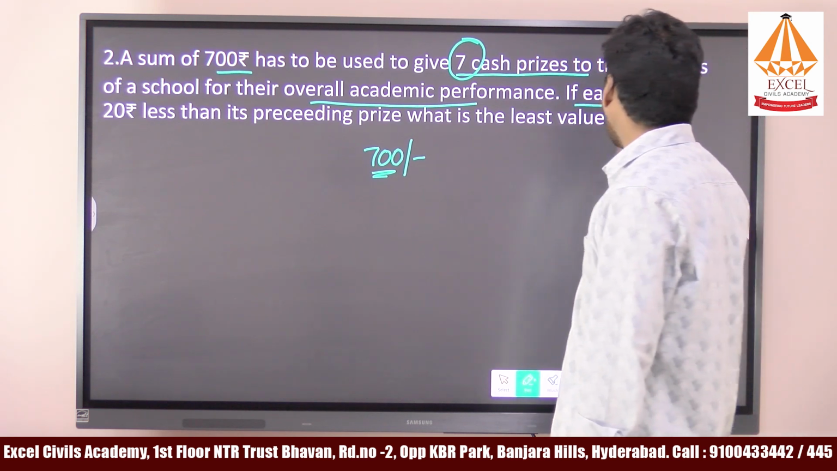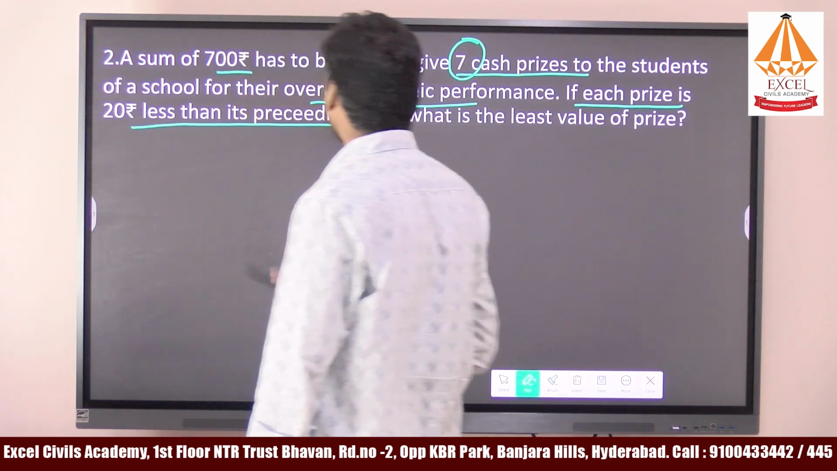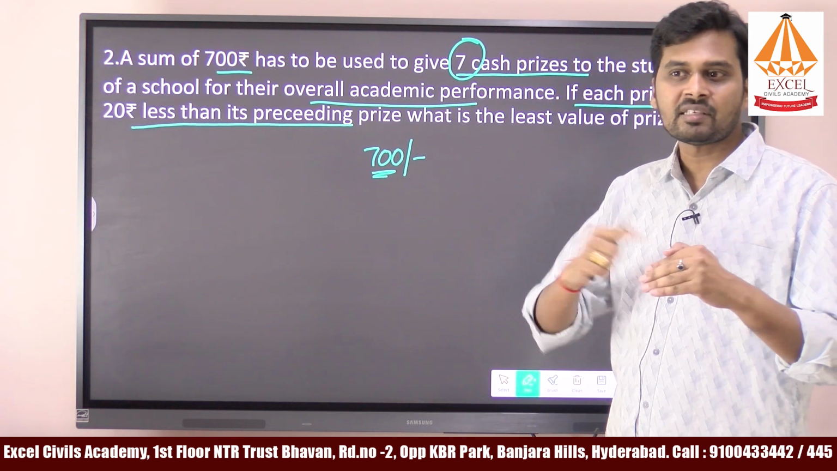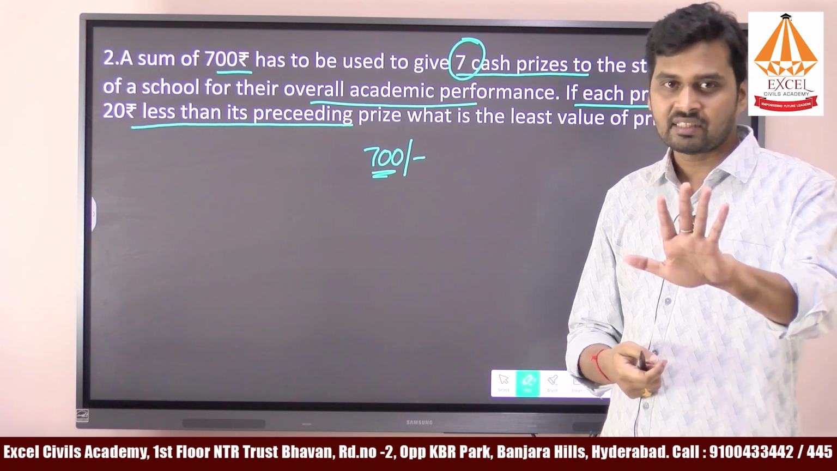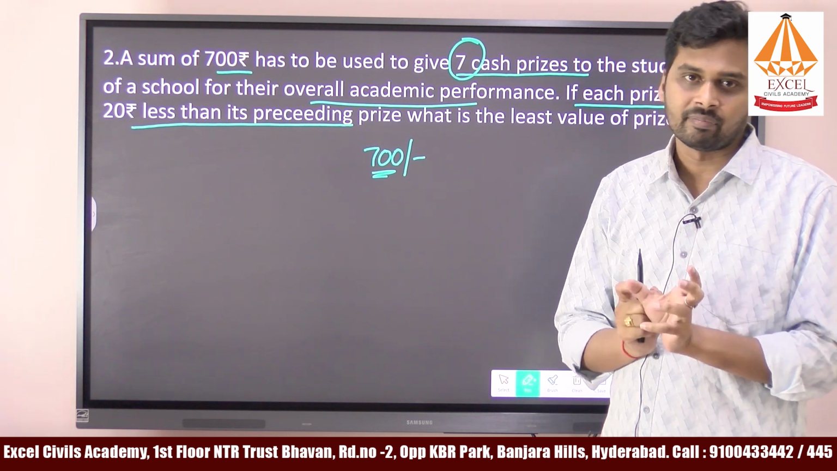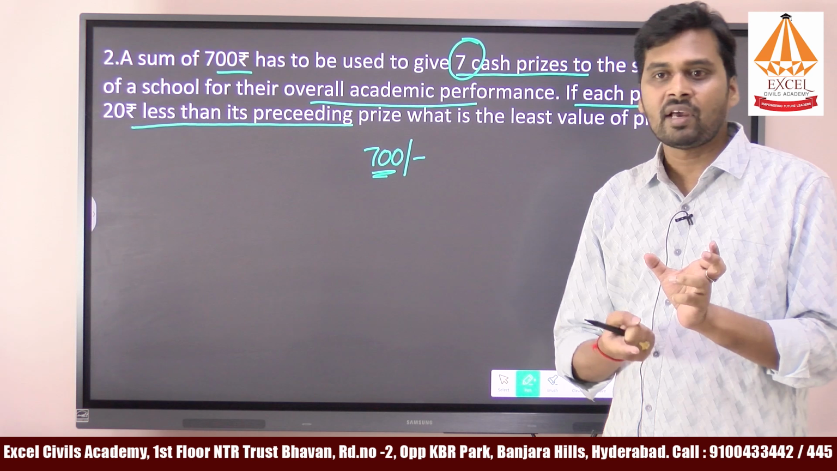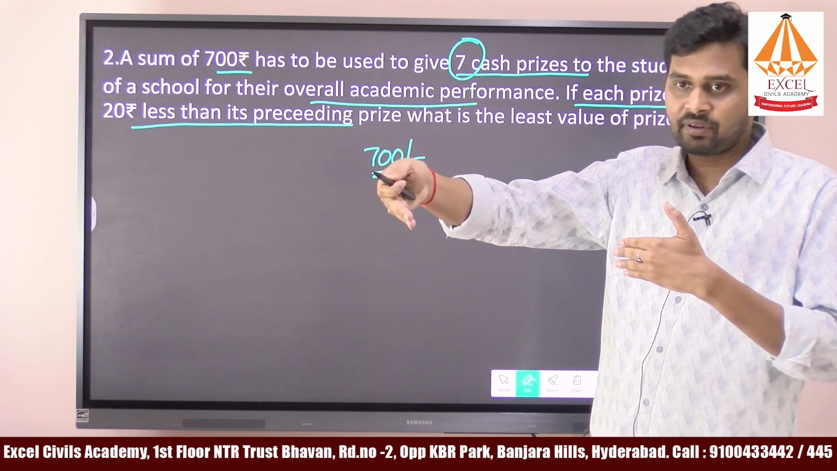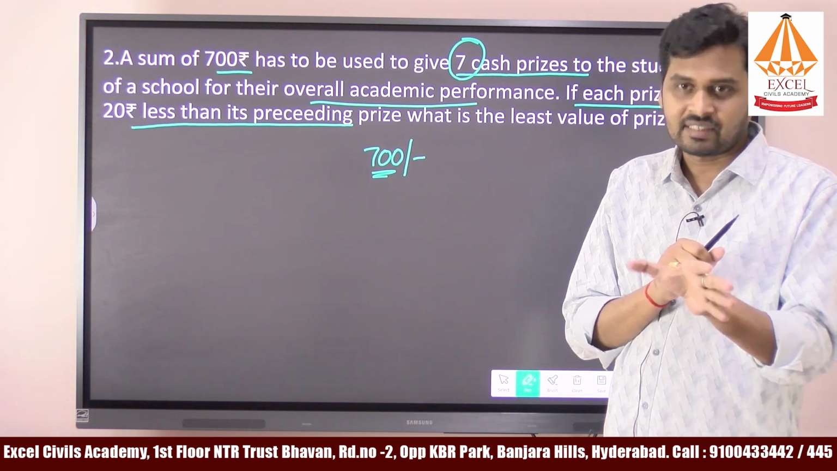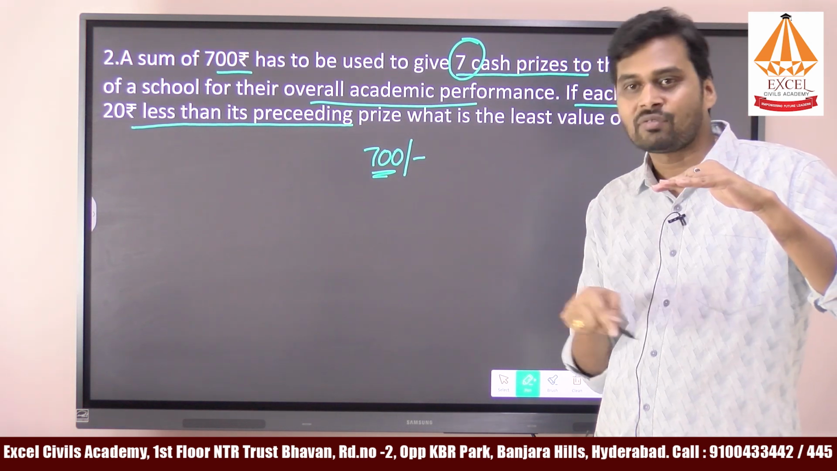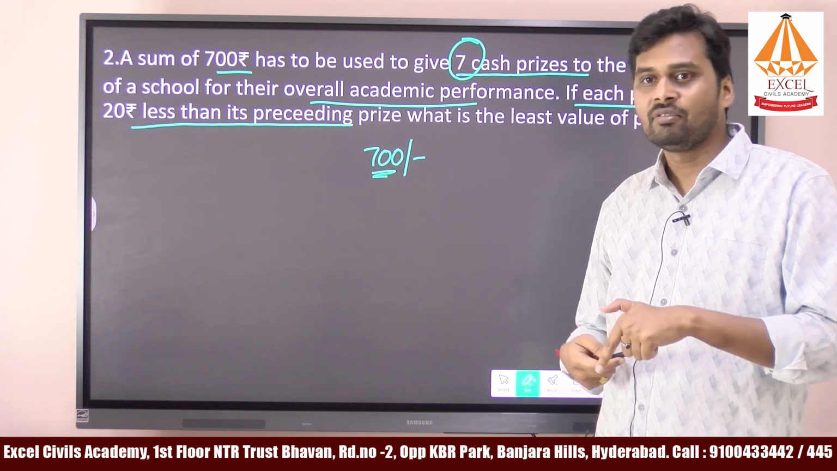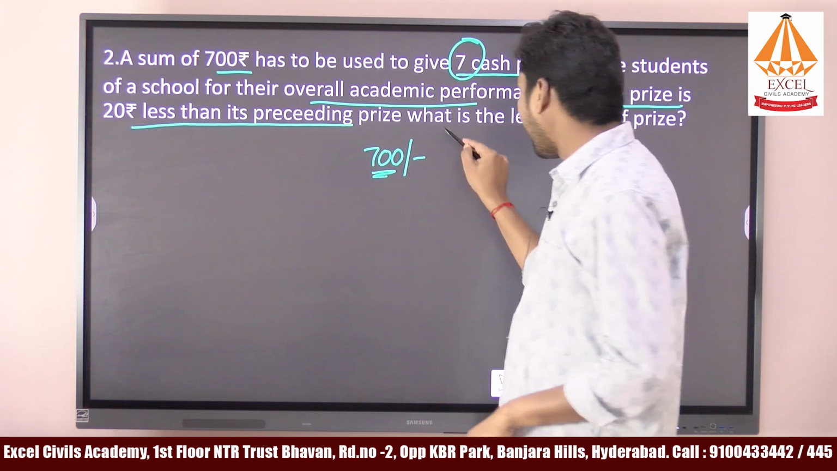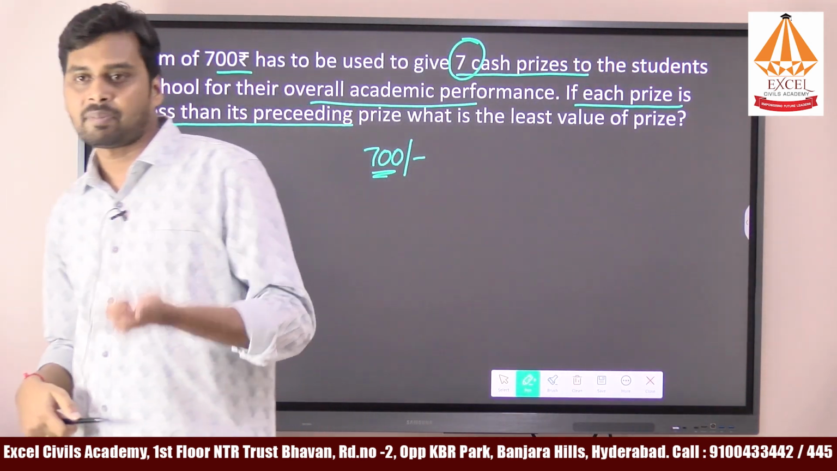And what is the condition here? If each prize is 20 rupees less than its preceding prize. Do you understand that statement? For example, let's say a prize value is 100 rupees. Then the next prize value is 80, the next is 60, the next is 40. Likewise, each prize is 20 rupees less than the previous prize.